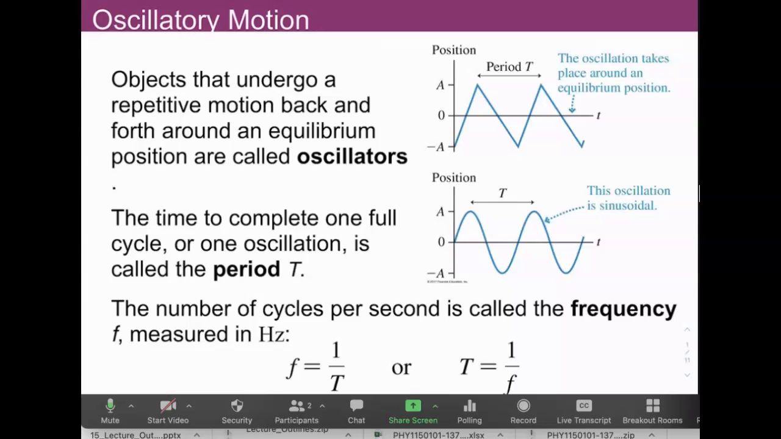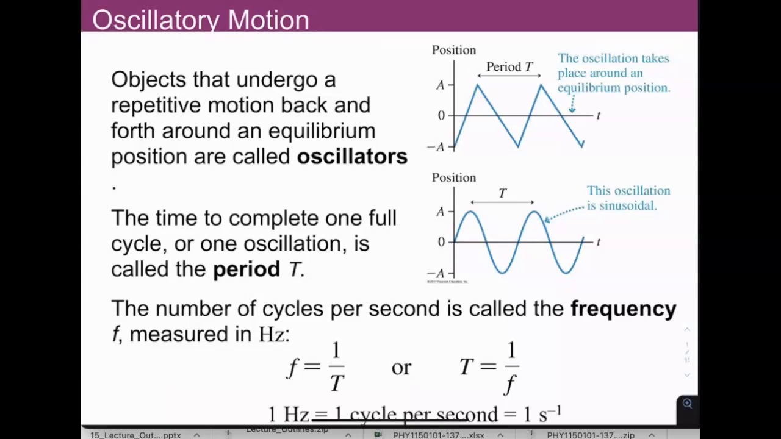Chapter 12 is about oscillatory motion. Objects that undergo a repetitive motion back and forth around an equilibrium position are called oscillators. The time to complete one full cycle, or one oscillation, is called the period, capital T.